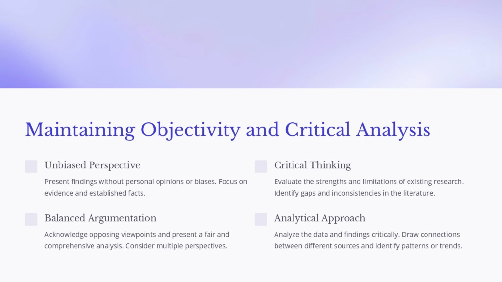Maintaining an unbiased perspective is crucial when presenting findings. Focus on the evidence and established facts rather than personal opinions or biases. Critical thinking involves evaluating the strengths and limitations of existing research. Identify gaps and inconsistencies in the literature to provide a comprehensive analysis. When building an argument, it's important to acknowledge opposing viewpoints and present a balanced analysis. Consider multiple perspectives to create a fair and comprehensive discussion. Take an analytical approach to the data and findings. Draw connections between different sources and identify patterns or trends to provide deeper insights.